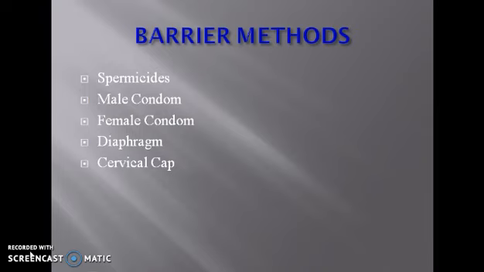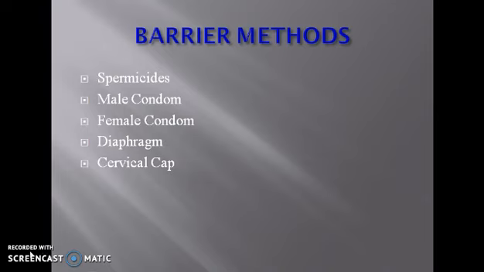Let's look at the barrier methods of family planning. Number one, we have the spermicides. Number two, we have the male condom. Number three, we have the female condoms. Number four, we have the diaphragm. Then we have the cervical cap.